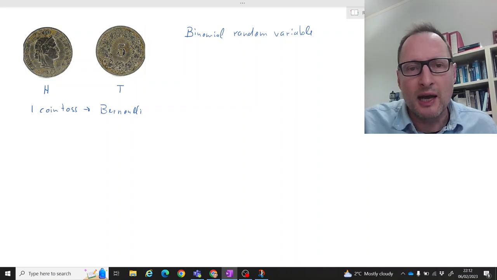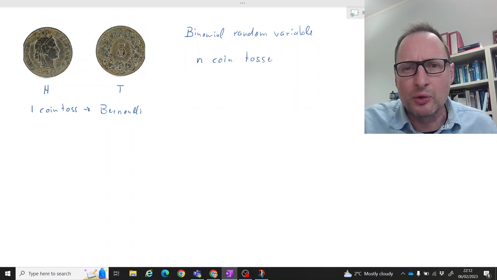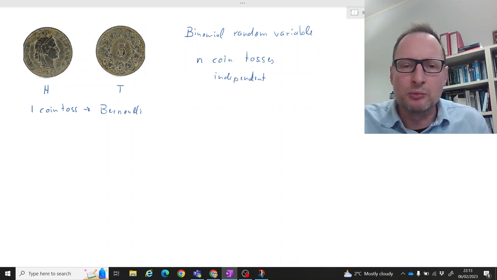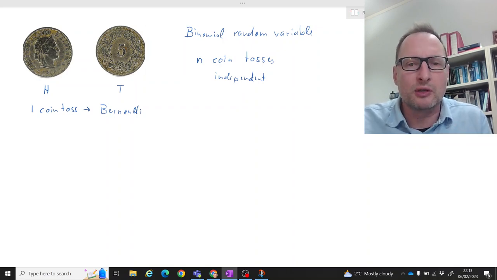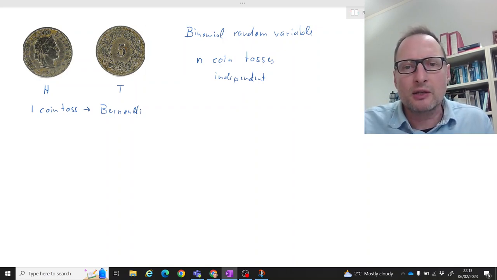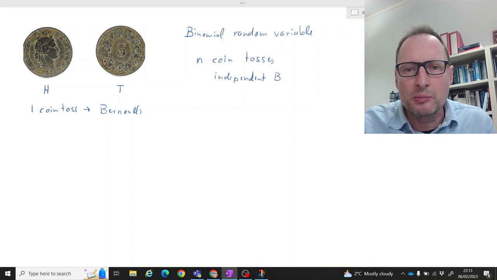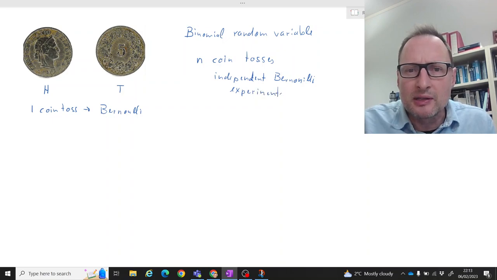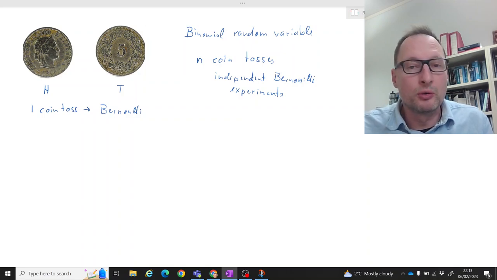However, if you have several coin tosses, n coin tosses, and therefore you have n independent, and we have to assume that the outcome of the second coin toss is independent of the outcome of the first coin toss, so n independent Bernoulli experiments, then we can think about a binomial random variable.